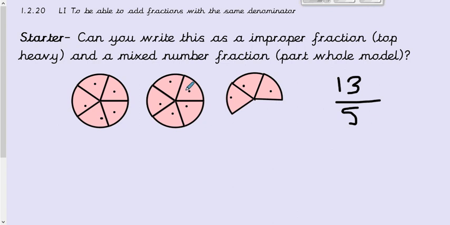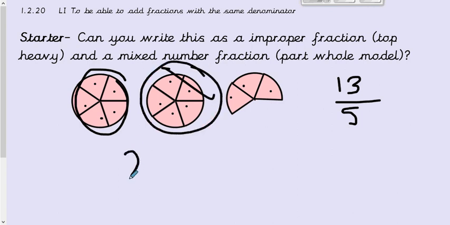As a mixed number fraction, you count how many wholes you have. So we have 1 whole, 2 wholes. Oh, that didn't work. 2 wholes. And then we count how many we've got left over. So we have 1, 2, 3 segments out. And the denominator would still be 5 because it's out of 5 parts or possible parts altogether.